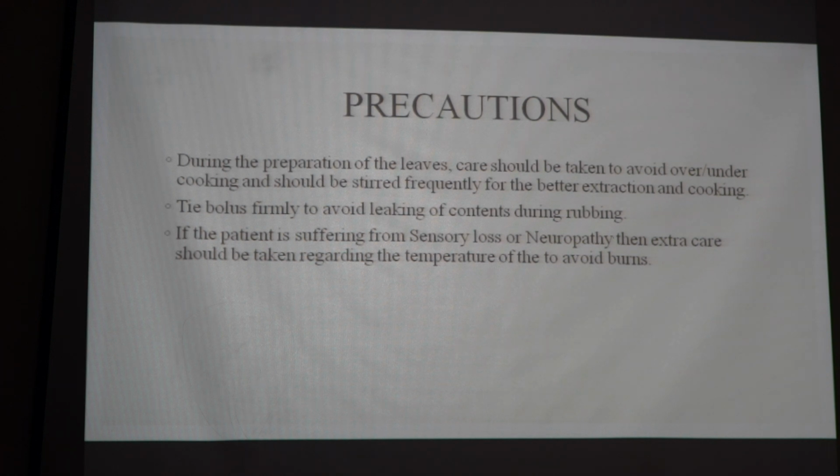If the patient is suffering from sensory loss or neuropathy, then extra care should be taken regarding the temperature to avoid burns. So if the patient is suffering from sensory loss or any neuropathy, say diabetic neuropathy, the patient will not be able to tell the exact temperature of that part of the body. Suppose hands, according to the patient, the temperature is not that much. He will say that it's not very hot, but you will check with the dorsum of the hand, and it will be your decision at that time, because otherwise the patient could get burns.